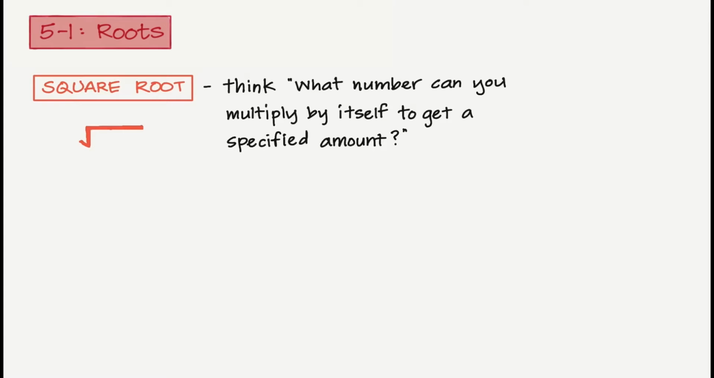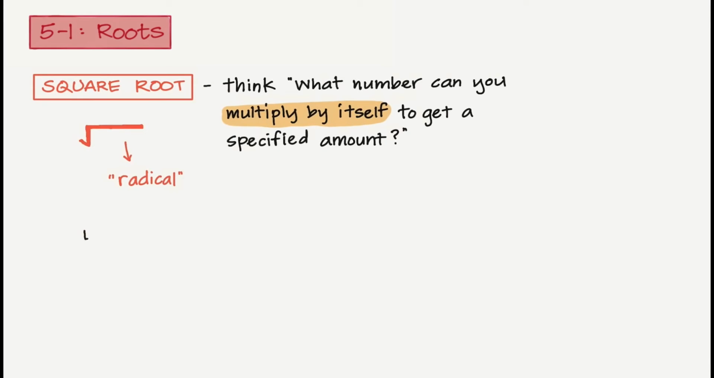Hello class, this is lesson 5-1 in your textbook about roots. And a square root, what I want you to think of is what number can you multiply by itself to get a specified amount. Now this symbol right here is called the radical symbol. You've probably seen it on your calculator. And so today we're going to use that symbol to find the square root of a number.